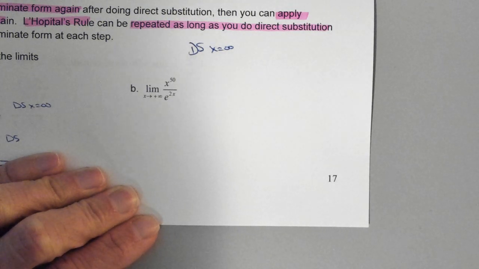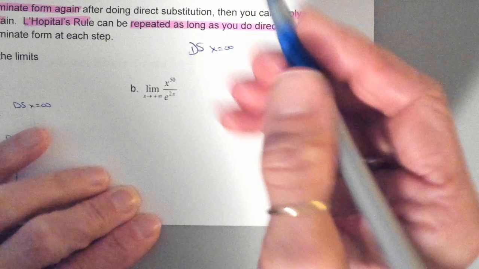Unfathomably large. Agree? I can't even think about how big that number is. Okay, and then when we take e, which is 2.7 and change, and we take that to the 2 times this humongous number, I've got infinity over infinity. Agree? Okay, so let's use L'Hopital's.